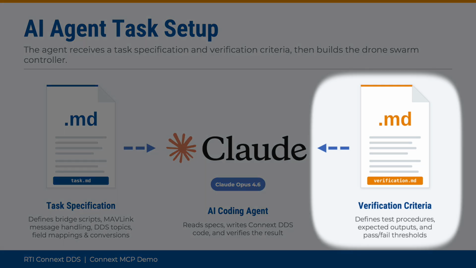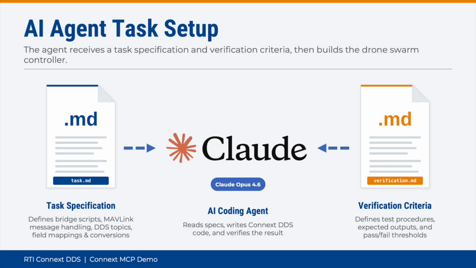The second file is verification.md. This describes how to test the result: monitoring the position telemetry log, checking that all drones report altitude changes, and running an automated test that sends per-drone takeoff commands and confirms all three drones reach altitude within 60 seconds. This gives the agent a clear definition of done.